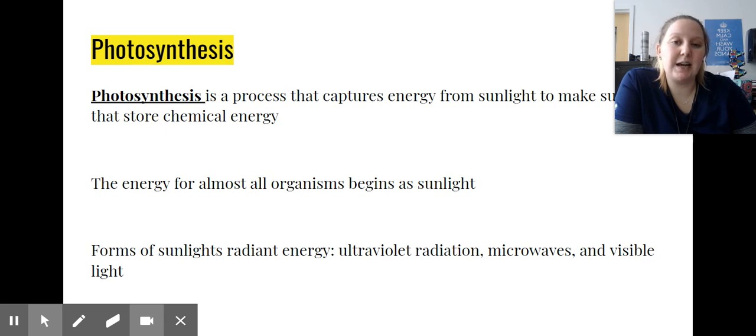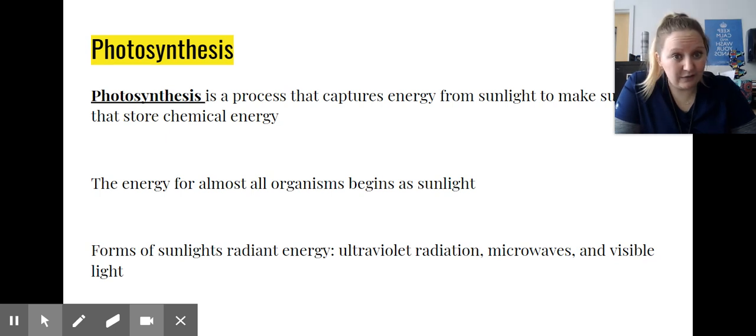Photosynthesis is the process that captures energy from sunlight to make sugars that store chemical energy. One thing I really want you guys to take away from this is that photosynthesis does not make energy. Photosynthesis makes food that stores energy. The energy for almost all organisms in the world begins as sunlight. If you think about your diet, somewhere along that road, you have consumed either a photosynthetic organism or an animal that had consumed a photosynthetic organism.